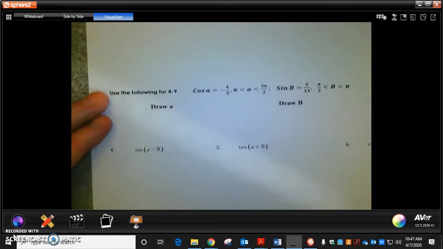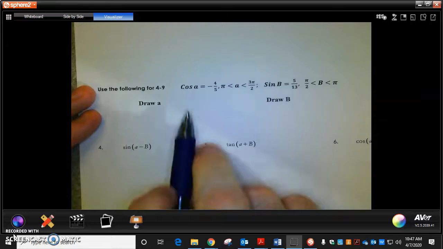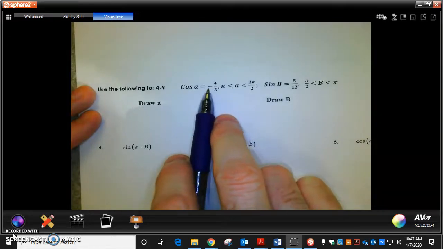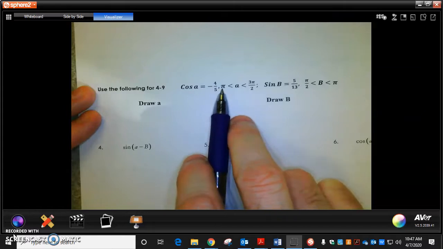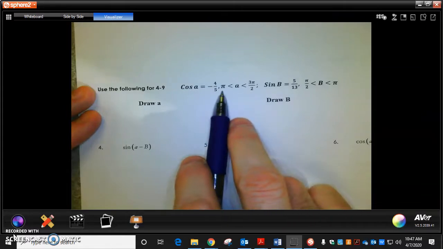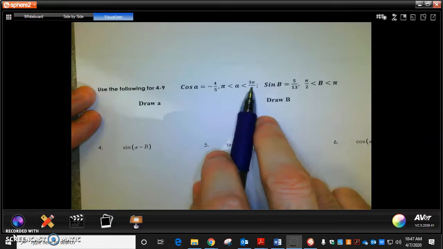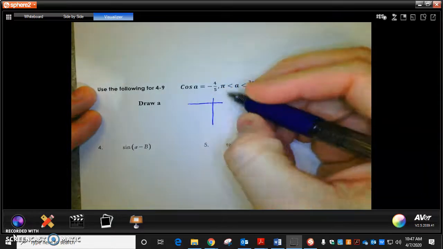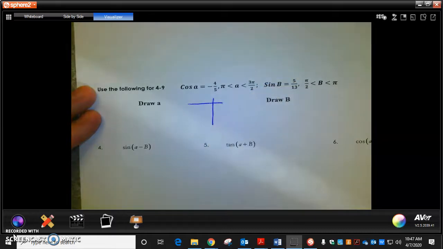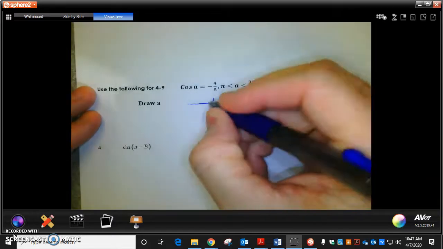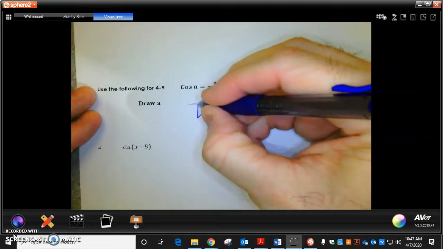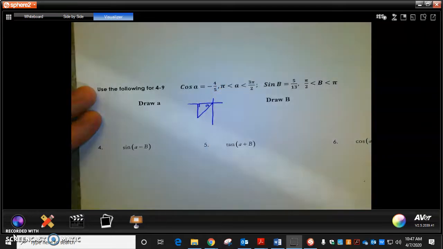Okay? For the bottom part, I'm telling you that the cosine of some angle A is negative 4/5, and I'm also telling you where that angle is located. This angle is between pi, which would be like 180 degrees, and 3 pi over 2. So I'm telling you that the angle is somewhere here in quadrant 3. You need to draw that angle, make a triangle out of it. So there's my angle A.